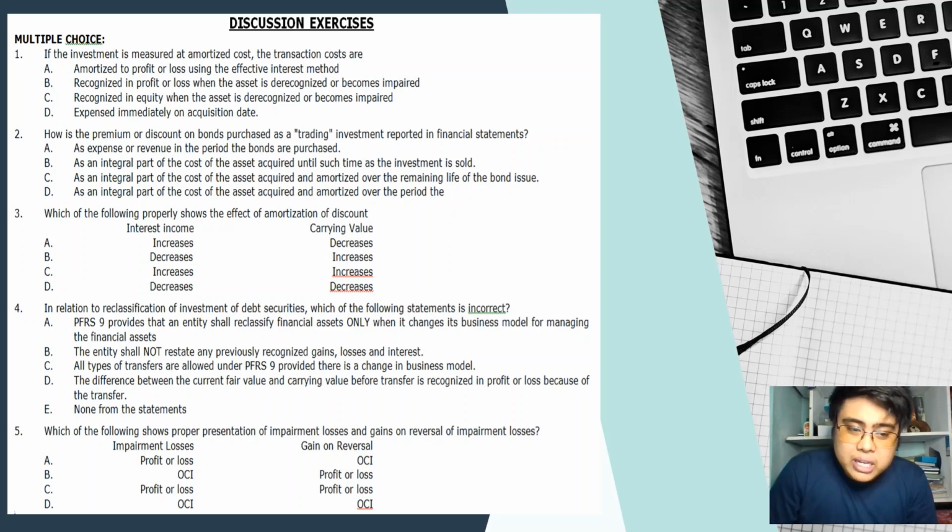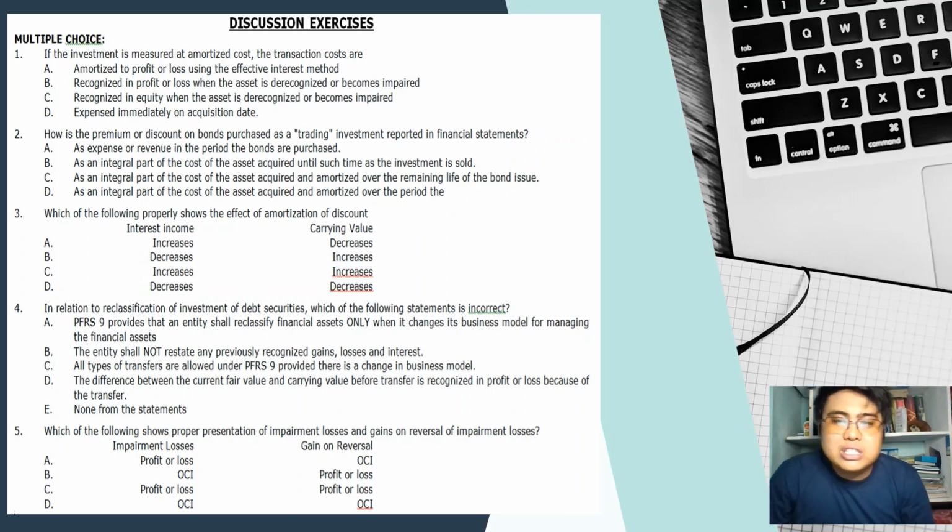Kapag prospective application, hindi mo gagalawin yung previous amounts na nireport mo. Okay, letter C, all types of transfers are allowed under PFRS 9 provided there is a change in business model. That is again correct. Letter D, the difference between the current fair value and carrying value before the transfer is recognized in profit or loss because of the transfer. That is your gain on reclassification. Letter D is again correct. So ang sagot is letter E. Wala pong mali from A to D.